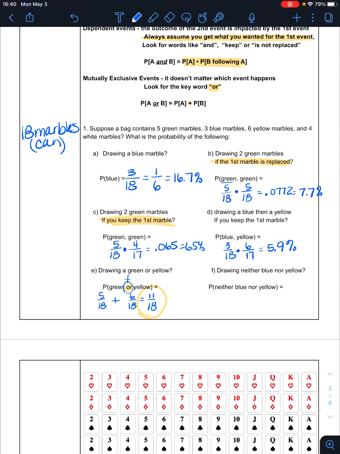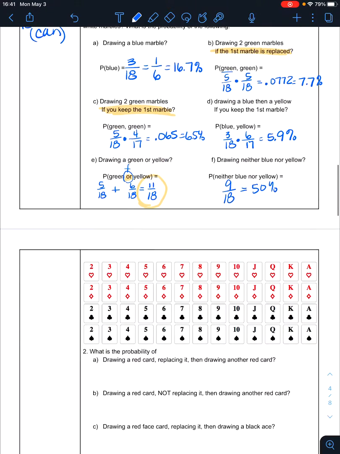Okay, what about drawing neither a blue nor a yellow? Well, if I don't want to draw a blue or a yellow, then I want to draw a green or a white. Well, there are 9 marbles that make me happy out of the 18 marbles in the bag. Okay, and so that's how you just, with that or, the or and the nor, they go together. But you would add the blue and the yellow together, and I don't want those, I want the other ones. Okay, and so there is a 50% chance that I'm not going to get blue or yellow, or there's a 50% chance that I will get green or white.